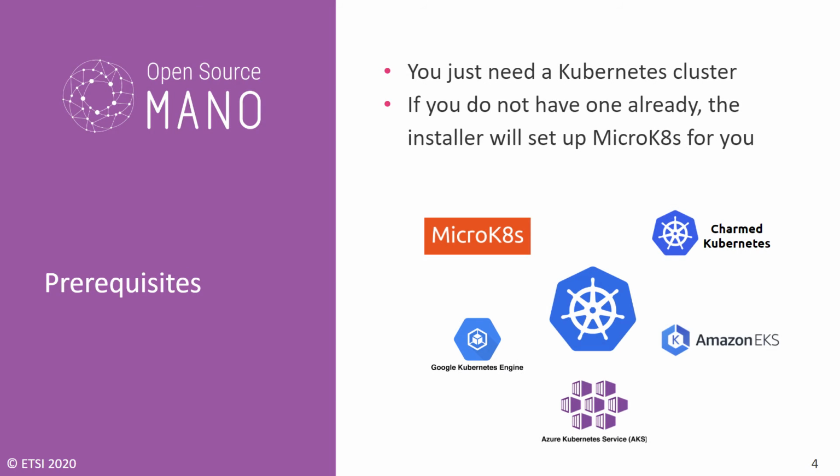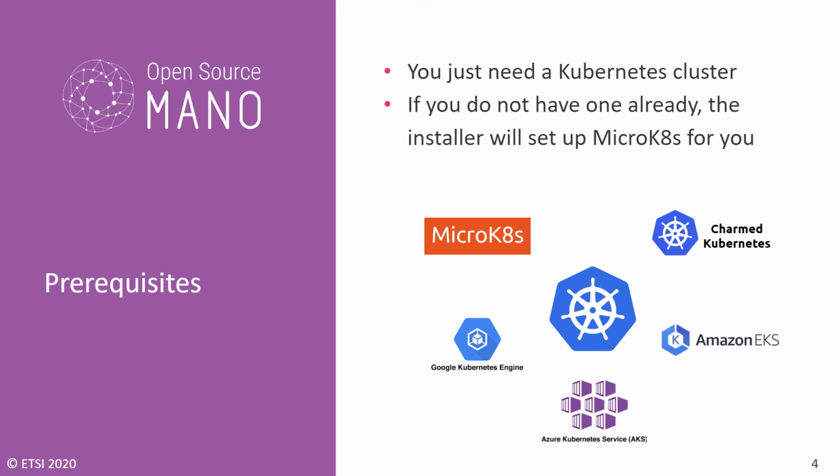If you are wondering what the prerequisites for this exercise are, then the answer is simple. You just need a Kubernetes cluster so that the installer could put all OSM services on top of it. But don't worry, if you do not have one already, the installer will set up MicroK8s for you. MicroK8s is a snap-based Kubernetes installation with a minimal footprint that is perfectly suitable for workstation deployments.